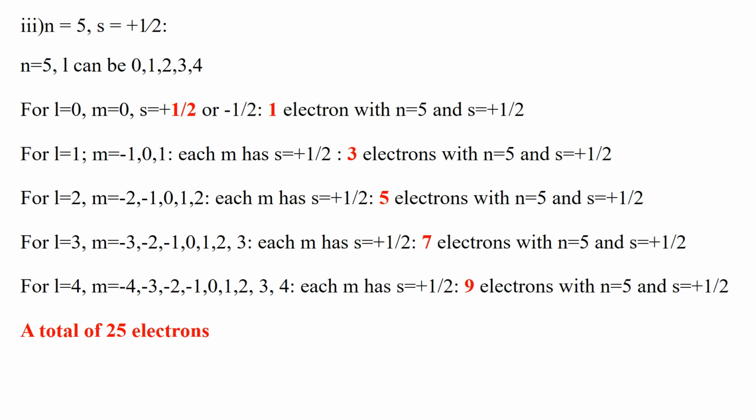Then for L is equal to 1, M is equal to minus 1, 0 and 1. For M is equal to minus 1, we have S is equal to plus 1 over 2. For M is equal to 0, we have also plus 1 over 2. Then for M is equal to 1, you have also plus 1 over 2. So each M has plus 1 over 2 spin. So meaning that we have 3 electrons with N is equal to 5 and S is equal to plus 1 over 2.